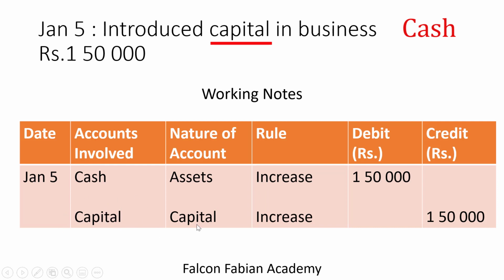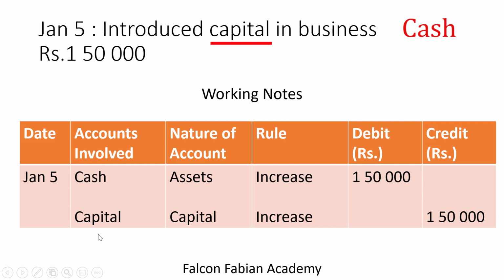Over here, the nature of account is also going to be capital, because if you recall, what were the five categories? Assets, capital, liabilities, expenses, and income. So here you will write capital. The owner is investing more money in the business. So cash is increasing in the business. And what was the rule for assets? Debit, increase in assets, and credit, decrease in assets. Therefore, cash account needs to be debited by 1,50,000.